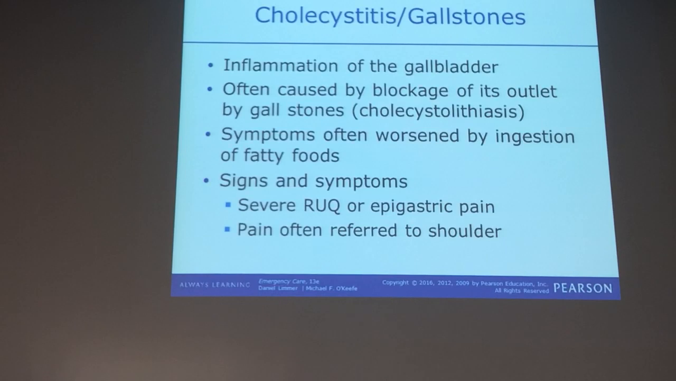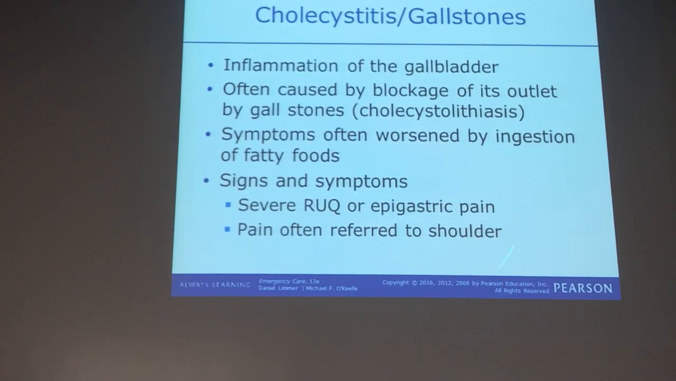Cholecystitis, or gallstones, is inflammation of the gallbladder, often caused by blockage of its outlets by gallstones. Okay? Symptoms often worsen with ingestion of fatty foods. You'll see a lot of these folks will be doing certain very restricted diets. They won't eat any fried foods or anything like that because of their diets. So they're trying to limit that stuff. Severe right upper quadrant or epigastric pain. Pain is often referred to the shoulder.